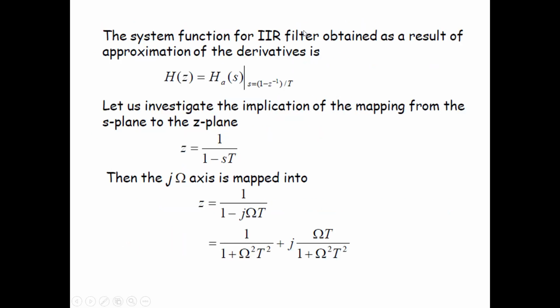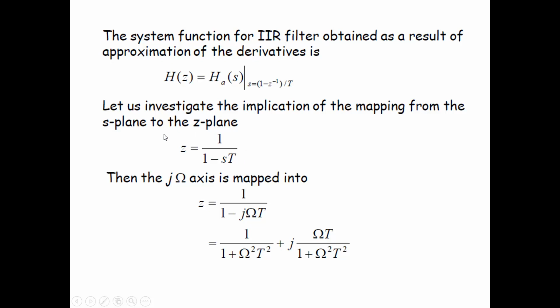The system function for the IIR filter obtained as a result of approximation of the derivatives is H(z). That's what I was trying to explain. This is the transfer function that we obtain in the Z domain from H(s), which is in the S domain, by replacing s with (1 minus z to the power minus 1) divided by capital T. So let us investigate the implication of the mapping from the S plane to the Z plane.